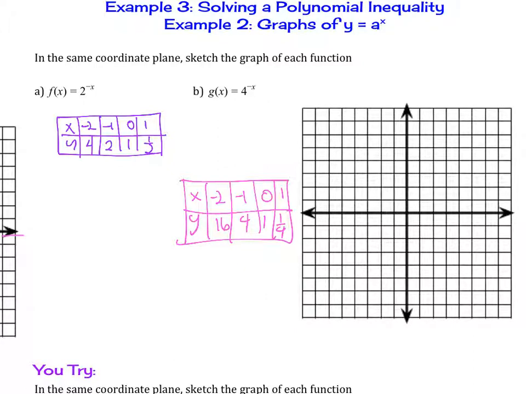So let's graph it. We get 0, 1, and then now I go left 1, and then I'm up at 2. And then at negative 2, I'm at positive 4. And then at positive 1, I am at a half. So notice that it flips over the y-axis. And it's a decreasing function at this point. Then we have the same thing with the 4. Okay, and so we still have a horizontal asymptote at that same spot.